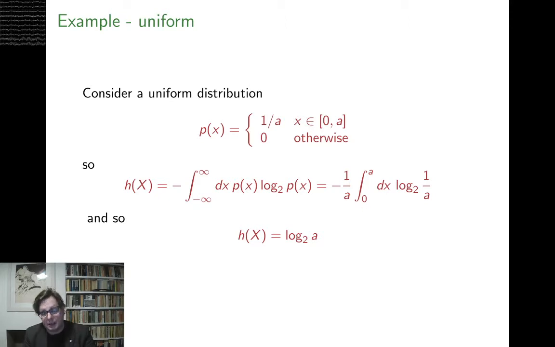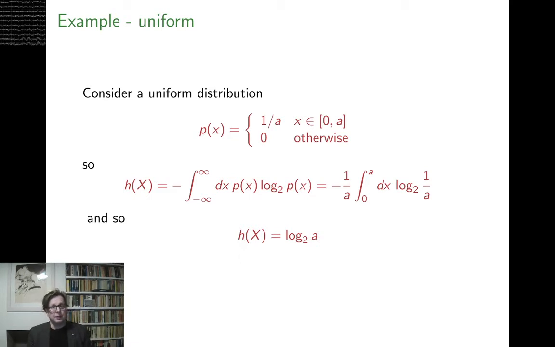And then inside that support, provided x is in 0 to a, the p of x is equal to 1 over a, so we can take it out here. This is also a constant. We're just left with this integral here that integrates to a, which cancels with the 1 over a here. The log to the base 2 of 1 over a is minus log to the base 2 of a, there's a minus there, and so we get the differential entropy is equal to log to the base 2 of a.